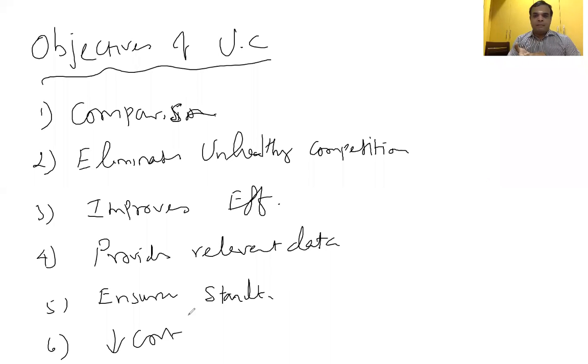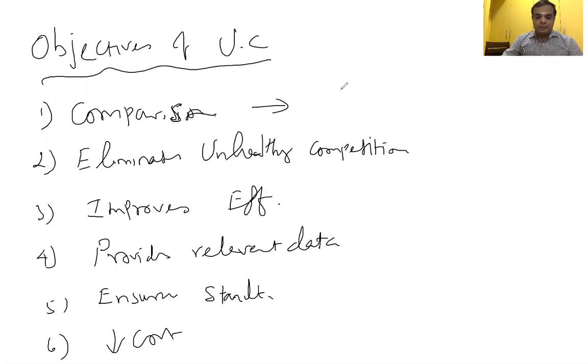If the companies in the same industry follow the uniform costing method, then the 6 objectives can be achieved. Comparison will be possible. We can eliminate unhealthy competition. It will help to improve our efficiency, and provide relevant information data for better comparison. It ensures standardization and helps to reduce the cost.